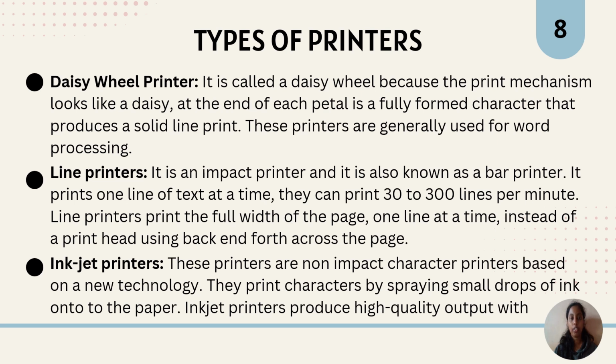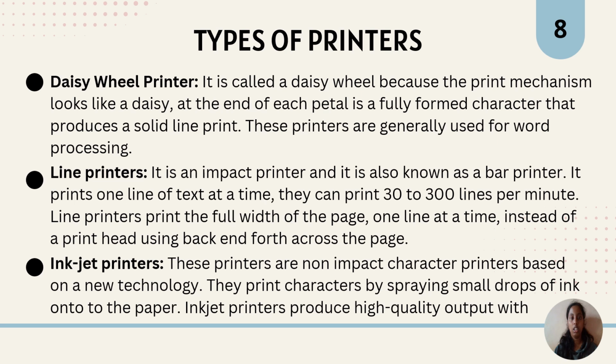Daisy wheel printers. It is called a daisy wheel because the print mechanism looks like a daisy. At the end of each petal is a fully formed character that produces a solid line print. These printers are generally used for word processing. Line printers. It is an impact printer and is also known as a bar printer. It prints one line of text at a time. They can print 30 to 300 lines per minute. Line printers print the full width of the page one line at a time instead of a print head moving back and forth across the paper.